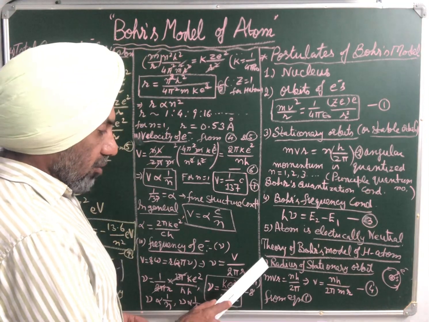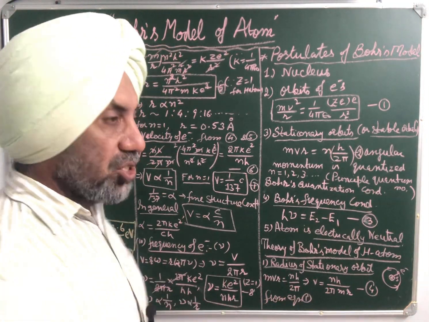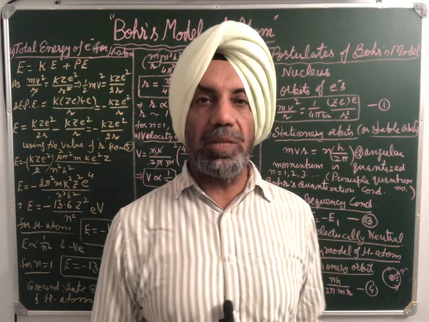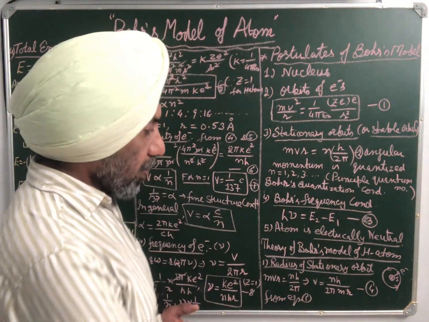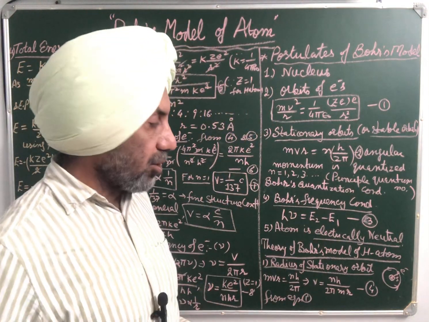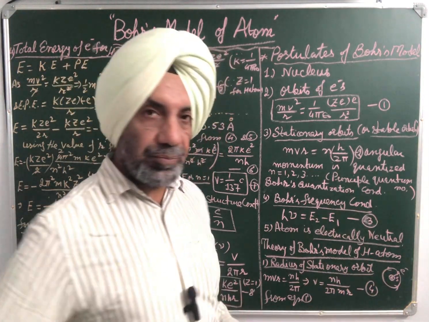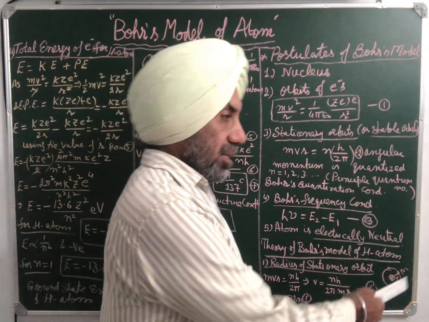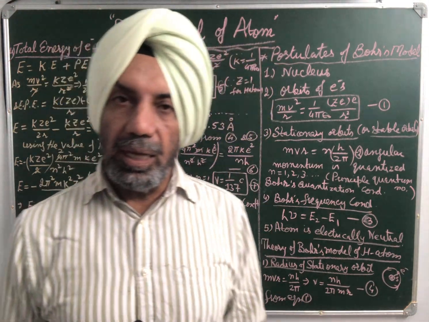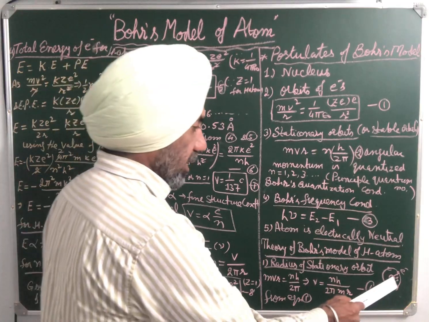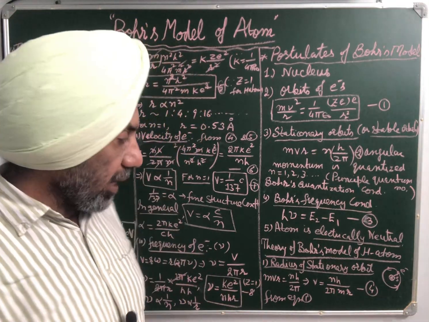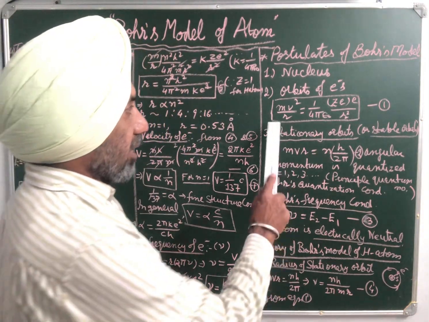So first of all, we will calculate the radius of the stationary orbits, the expression for the radius of the stationary or stable orbits. For that, suppose we have an electron revolving around the nucleus in an orbit of radius r. As we know, the necessary centripetal force is provided by the electrostatic force of attraction between the nucleus and the electron, as given in equation number 1.